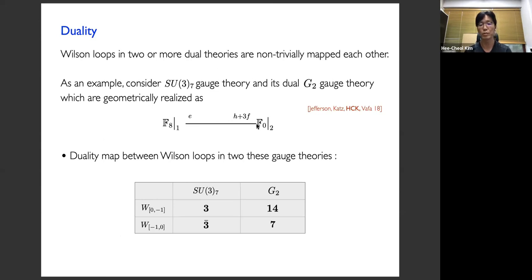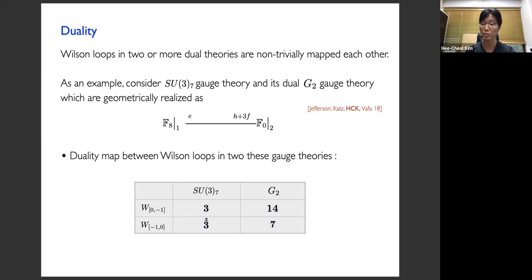We can also put Wilson loops in these two dual gauge theories, and the duality will map one Wilson loop in one gauge theory to another Wilson loop in the dual gauge theory. Under this duality, the Wilson loops in SU3 gauge theory are quite non-trivially mapped to other Wilson loops in G2 gauge theory. For example, W0-1, the fundamental Wilson loop, is now mapped to the adjoint Wilson loop in G2 gauge theory. On the other hand, the anti-fundamental Wilson loop is mapped to the fundamental Wilson loop in the G2 gauge theory.